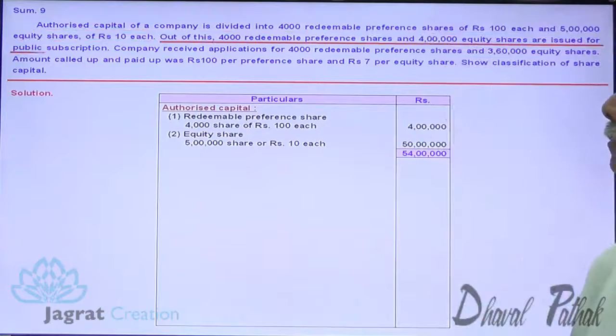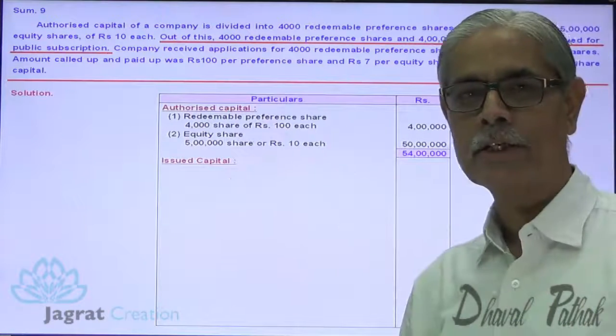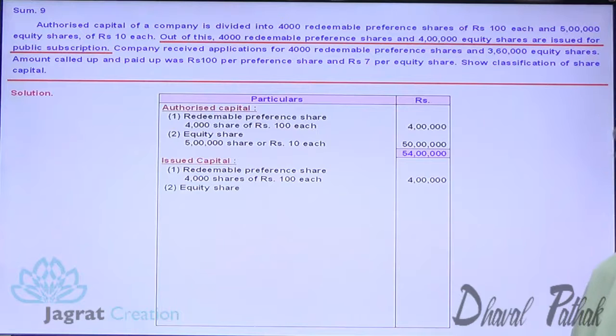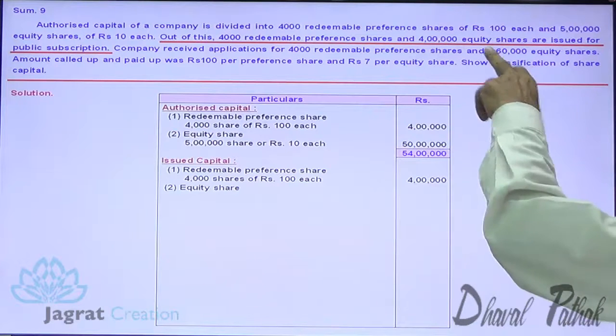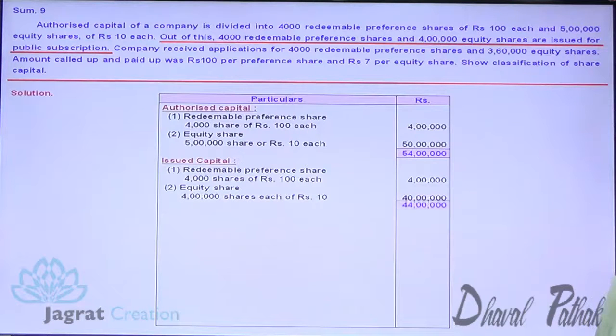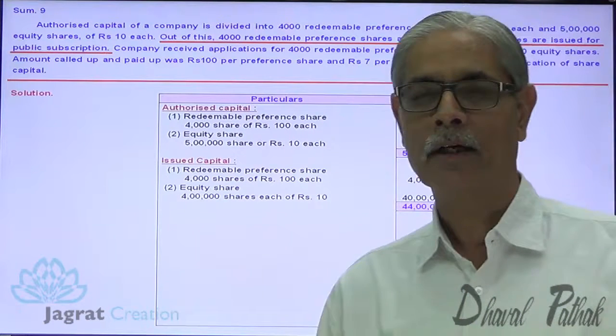Now next is issued capital. All 4,000 shares are issued. So 4,000 shares of rupees 100 each is the issued preference share capital, while the number of equity shares issued are 4 lakhs into 10 each. So 44 lakhs is the issued capital.